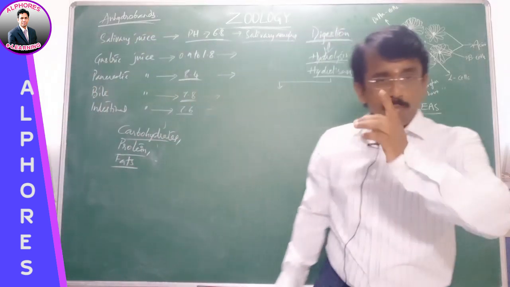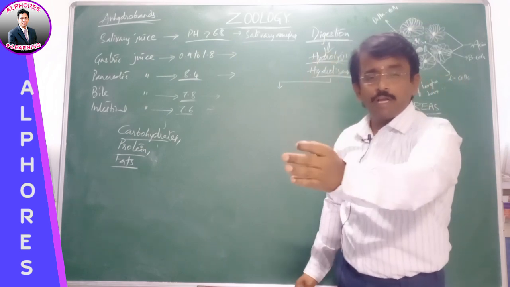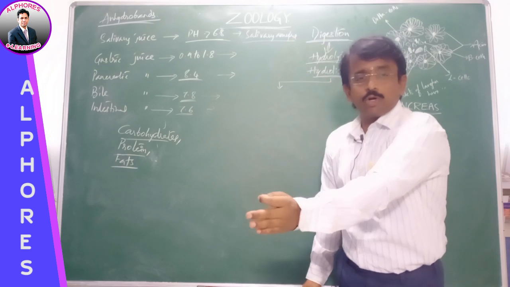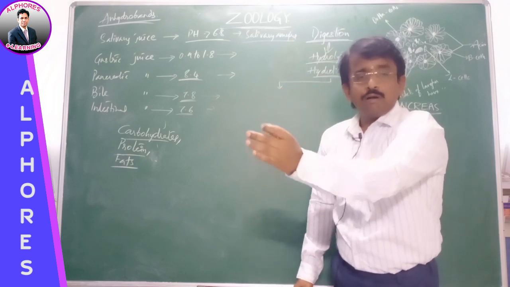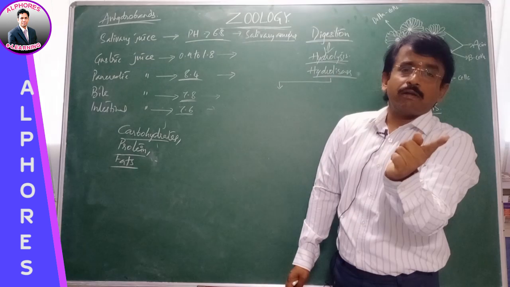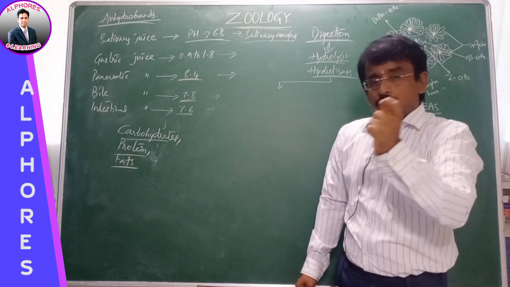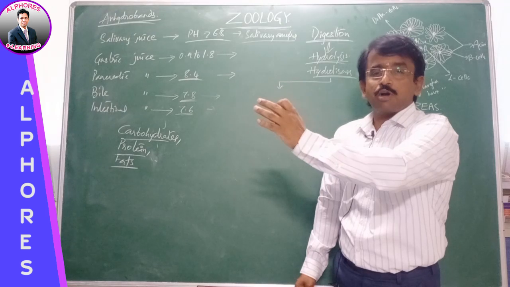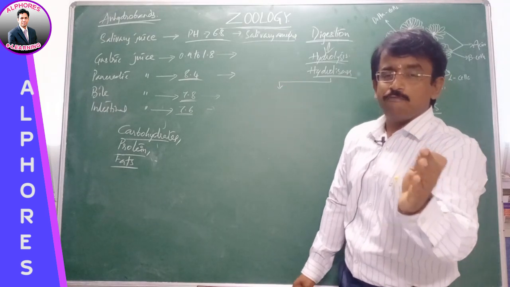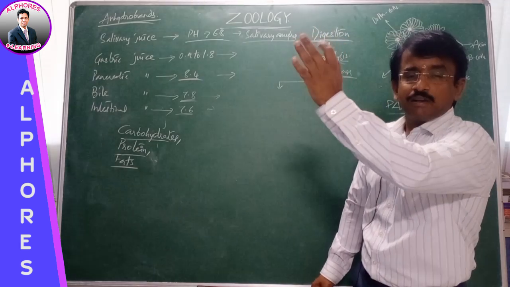So carbohydrates, the polysaccharides, by the action of amylase are converted into disaccharides called maltose, sucrose and lactose. By the action of the disaccharidases, the disaccharides are converted into monosaccharides called glucose, fructose and galactose.